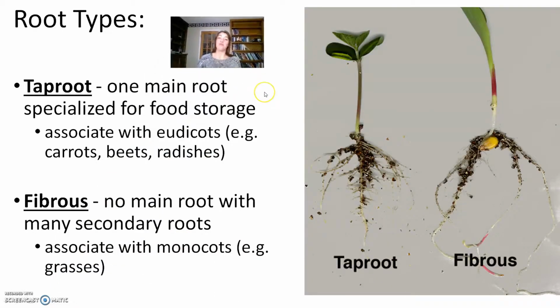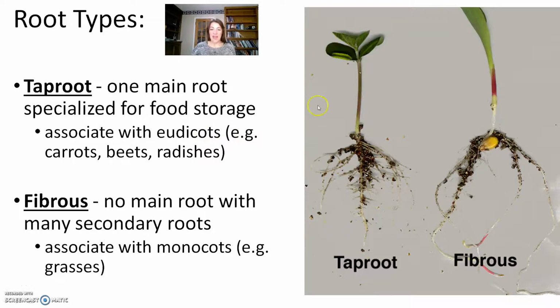Alright, let's talk about different root types now. We have taproots and fibrous roots. Taproots are when you have one main root that's specialized for food storage. A lot of these are associated with the eudicots. So we have carrots and beets and radishes.